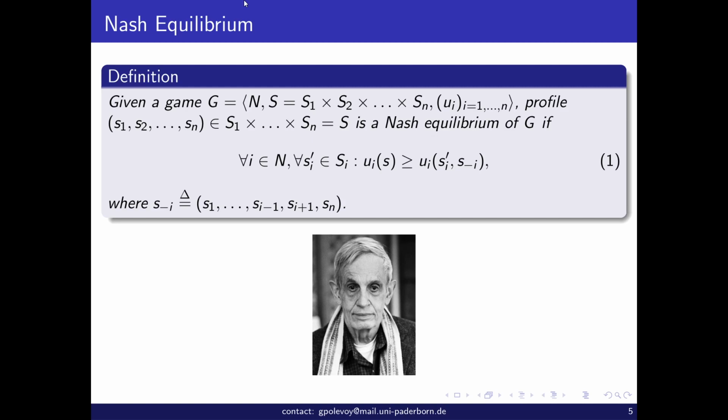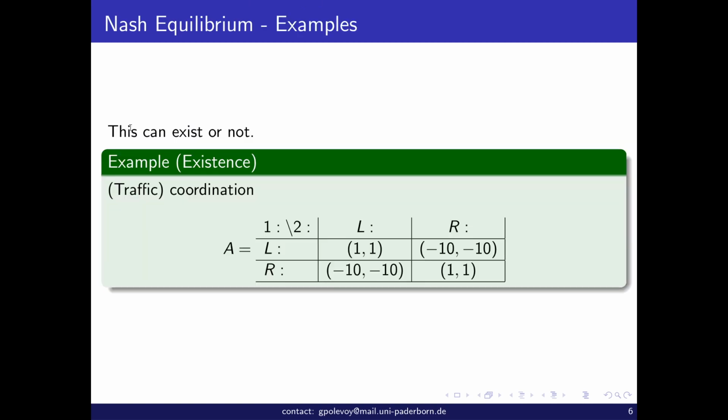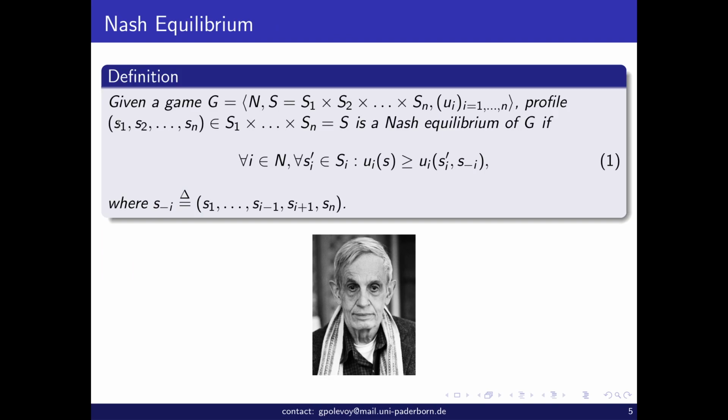So given any game, with players 1 through n, strategies s1, s2 till sn, and utilities u1 till un, a Nash equilibrium is the following. A profile s1 till sn is a Nash equilibrium if no player can benefit from a unilateral deviation.